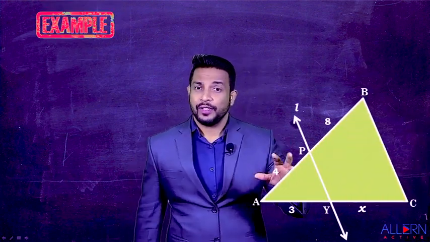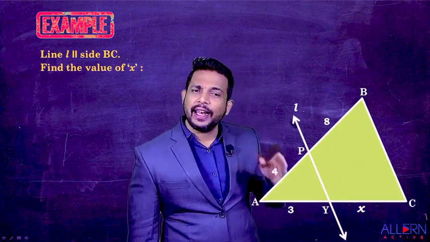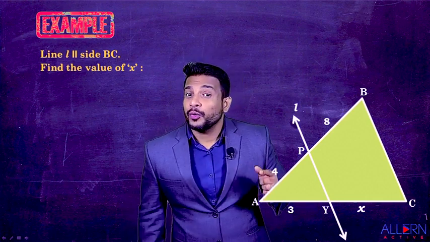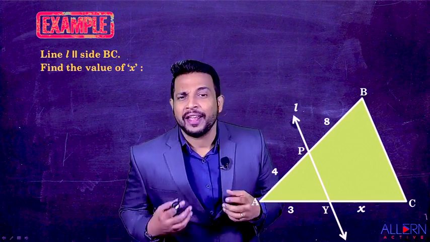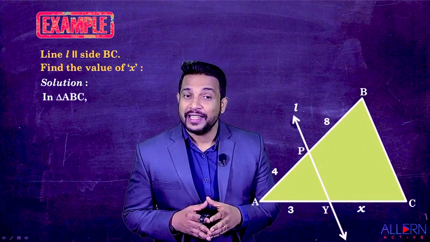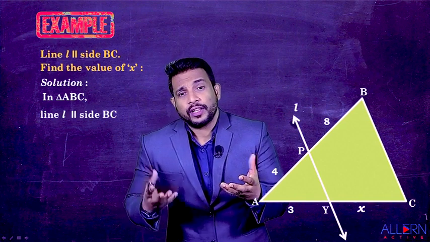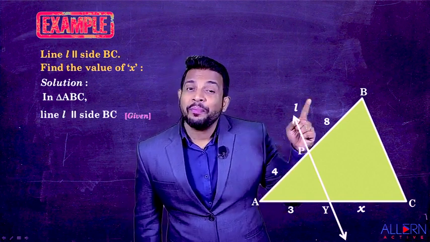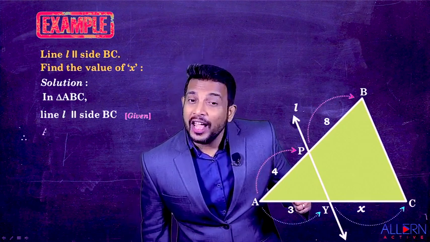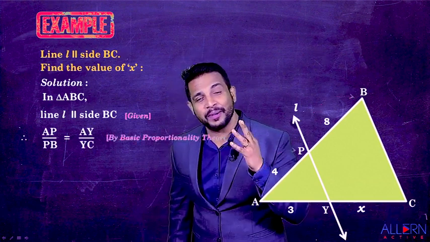Let's give an example here. Now this is something which is very important. I want you to answer. We have a triangle here and line L is parallel to side BC. We want to find the value of X. Well, you know that the line is parallel to a side. So what are we going to apply? Yes, the basic proportionality theorem. So let's write the steps. In triangle ABC, we have a line L parallel to side BC. So we get the ratios equal. We get AP upon PB, and this ratio is equal to AY upon YC. In brackets we have the reason as by basic proportionality theorem.